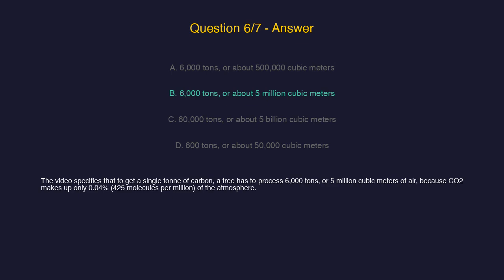The correct answer is B. The video specifies that to get a single ton of carbon, a tree has to process 6,000 tons, or 5 million cubic meters of air, because CO2 makes up only 0.04%, 425 molecules per million, of the atmosphere.